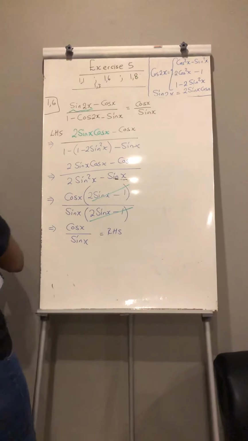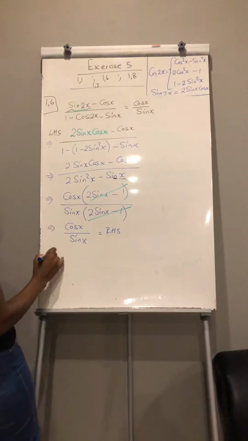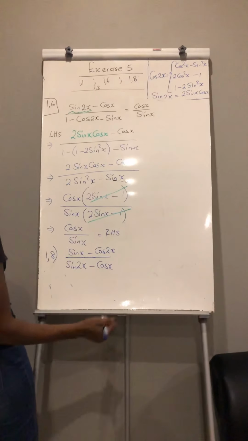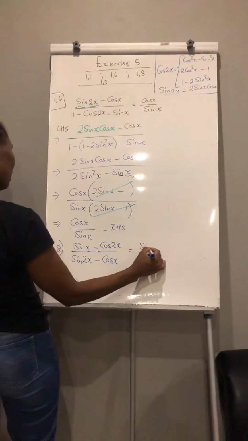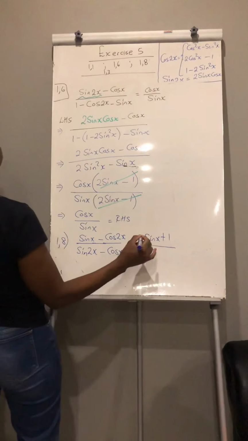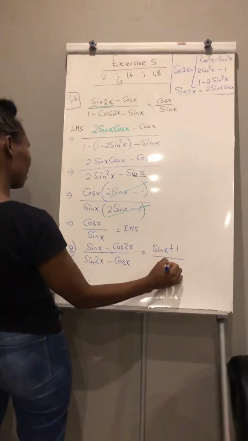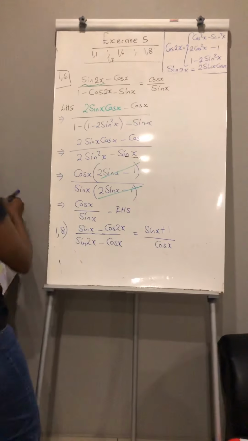Since there is a bit of space here, I'm going to force it to fit over here, and it is sine x minus cos 2x. Then we also have sine 2x minus cos x, and sine x plus 1 over cos x. So we are going to prove this one.